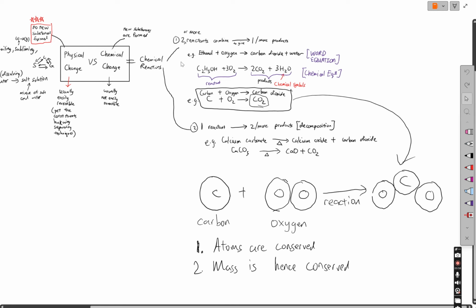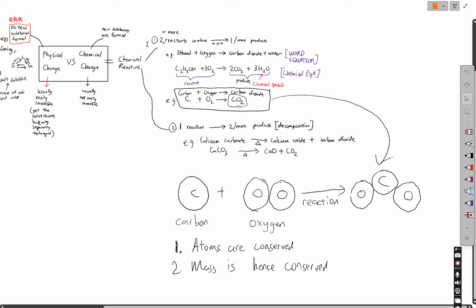So chemical reactions wise, we learned two ways to classify chemical reactions. One is when two reactants combine to give one or more products. For example, we have ethanol plus oxygen giving carbon dioxide plus water. This is a word equation, and for Sec 2, you'll be required to write word equations. That will be what you'll be doing after this mind map.